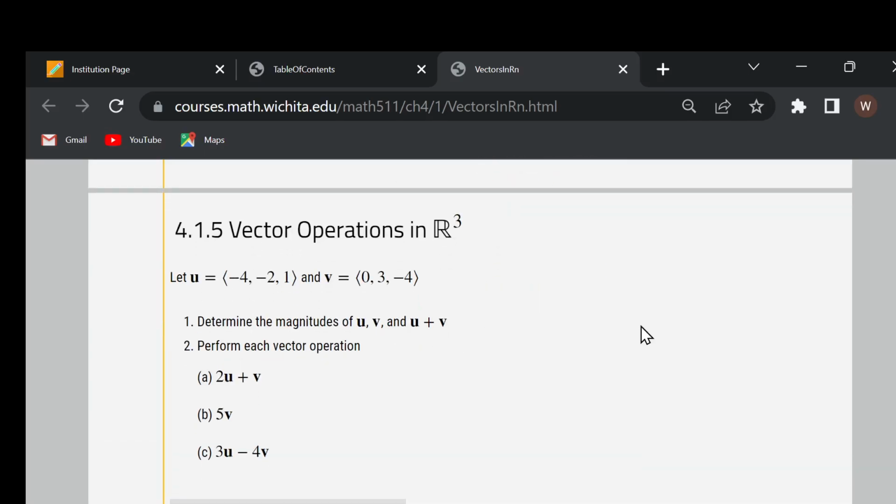In R3, everything works the same. You should verify that you can compute 2u plus v, 5v, and 3u minus 4v correctly, and check the answer to make sure that you get the right answer. I am very confident that everyone will get the right answer. At least I really hope that we all brought this knowledge with us.